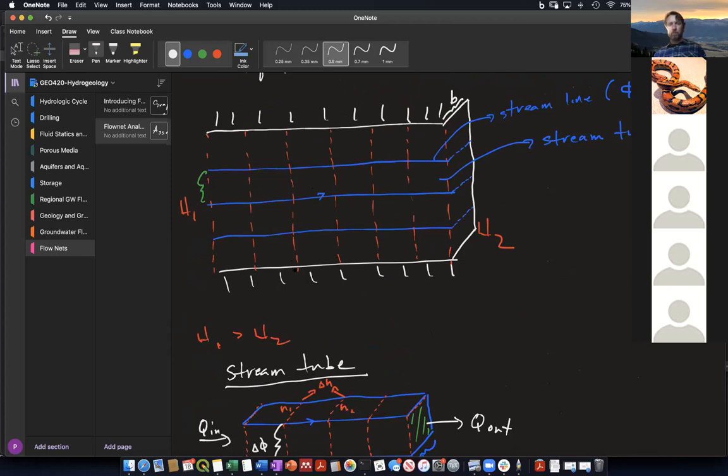Could you just multiply the value you get for one stream tube by the number of stream tubes that there are? Exactly. And that's a key result. Again, this is only for a homogeneous and isotropic unit. But in that case, the discharge through the entire flow net is just the discharge through one stream tube multiplied by the number of stream tubes. So for a homogeneous and isotropic flow net, each stream tube will have the same discharge.